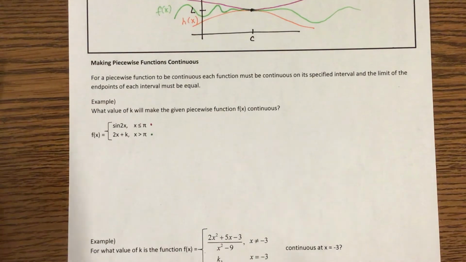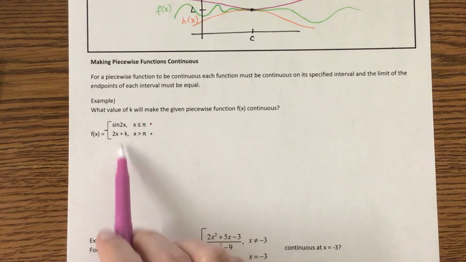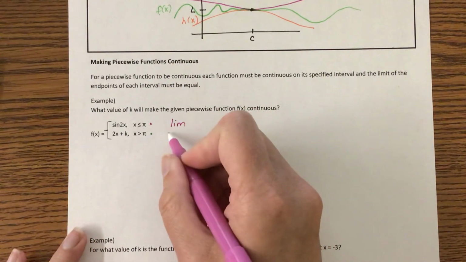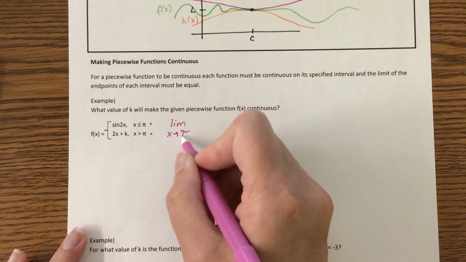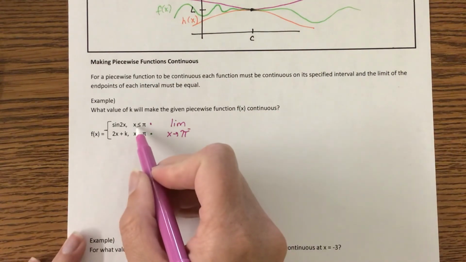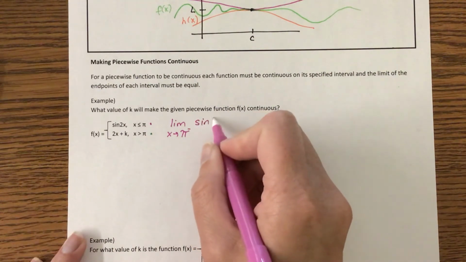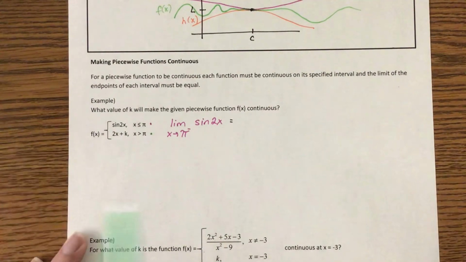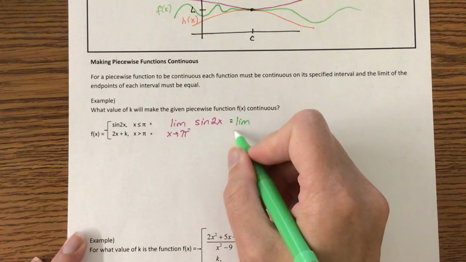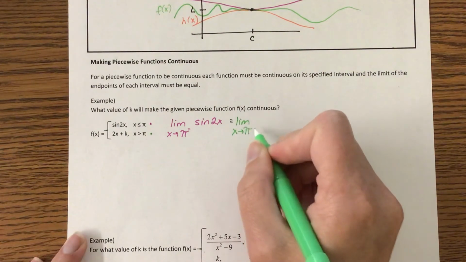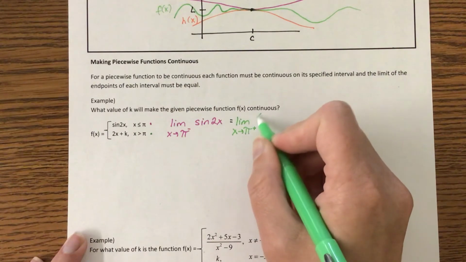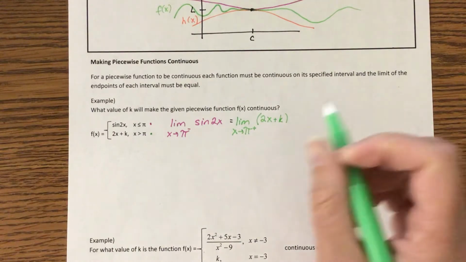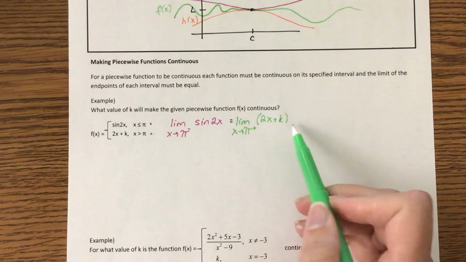Okay, so we know that each of those is continuous, except we don't know that they meet up. So we need to say that the limit as x approaches pi from the left side, the less than, of sine of 2x is going to equal the limit from the right side. So the limit as x approaches pi from the right side, which is the plus, of (2x plus k). Notice that I'm putting the 2x plus k in parentheses, so it doesn't look like we're taking the limit of 2x and then just adding k on.